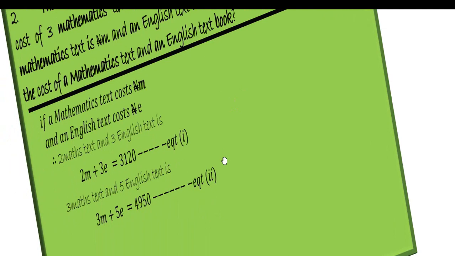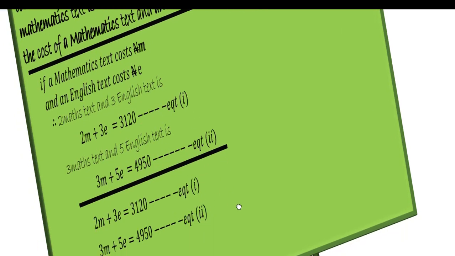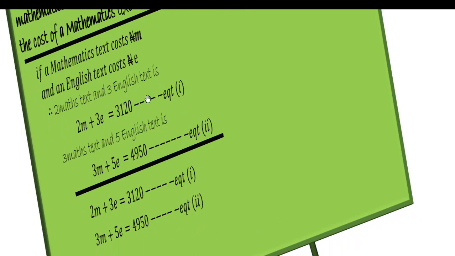So bringing the two equations together, equation 1 is brought here, and equation 2 is also brought down here. This equation 1 is here, and equation 2 is here. So what do we have to do with this now? Elimination method. Does it work? It doesn't work directly.